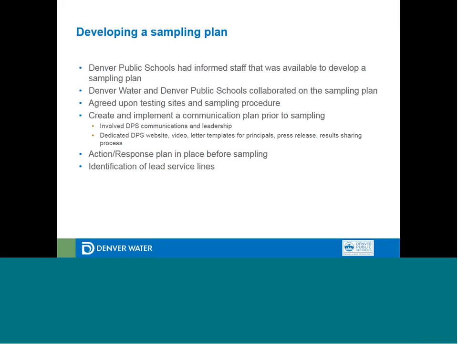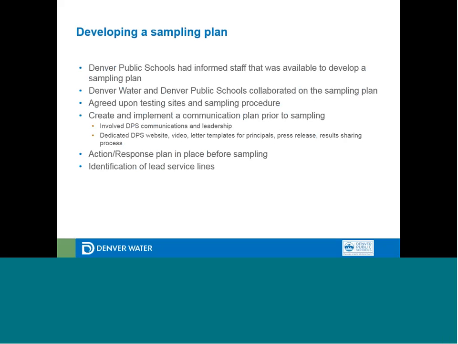So the first step was developing a sampling plan. And as Melissa alluded to earlier, we had staff in-house to help support the actual sampling effort. And so we needed to develop a plan. We collaborated with Denver Water in terms of creating our standard operating procedure, agreed upon testing sites and that procedure, and also the priority and frequency in which we'd be sampling.